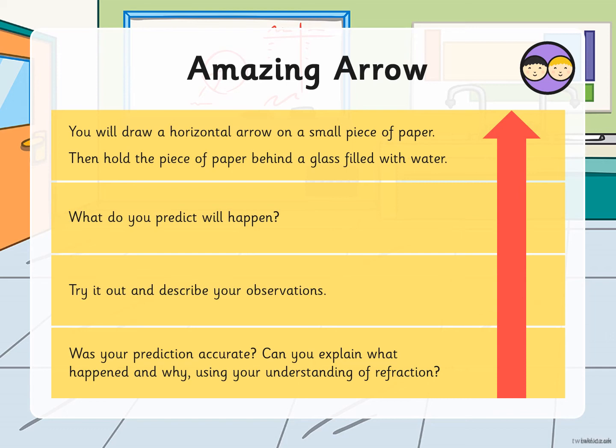So, for example, I think that the arrow will look distorted because light will bend once it travels through water, as it can't travel as fast through water as it travels in air, and so it will be refracted, it will bend and change direction. See if I'm right, year 6.